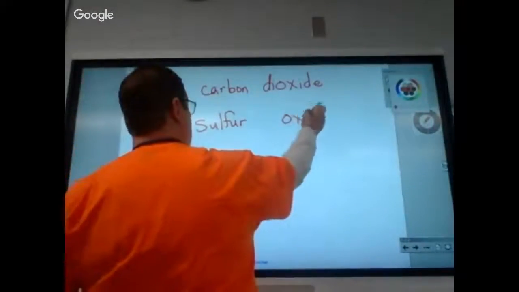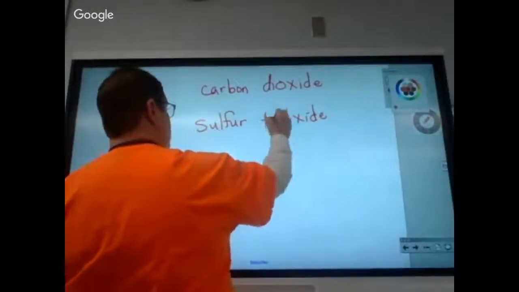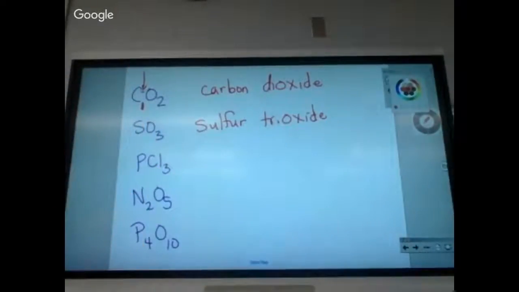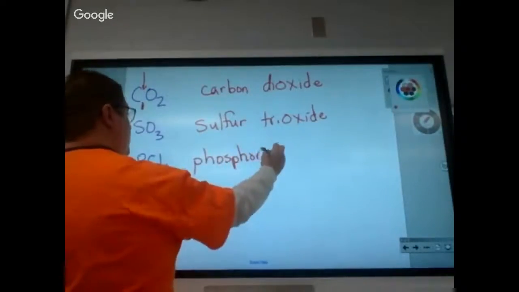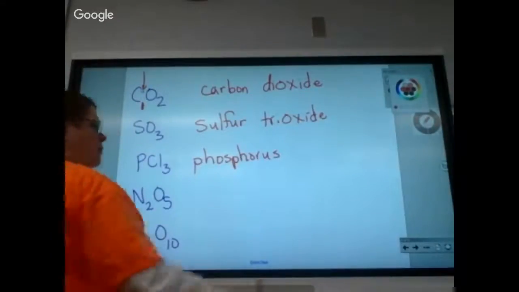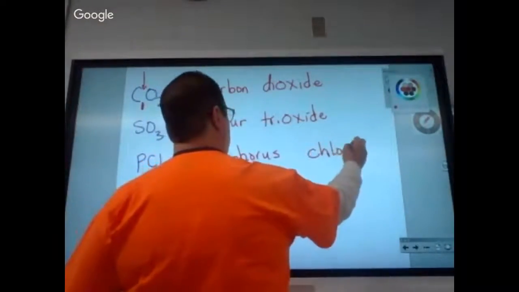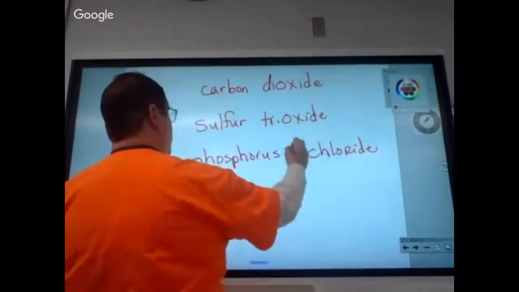So oxide and tri. Now, it's okay to put two vowels together, like the I and the O. The only two we don't generally put together are two O's side by side. If you were putting mono and oxide together, we drop one of the O's. Okay, so P is phosphorus. Cl is chloride, and there's three, so we do what? Trichloride.